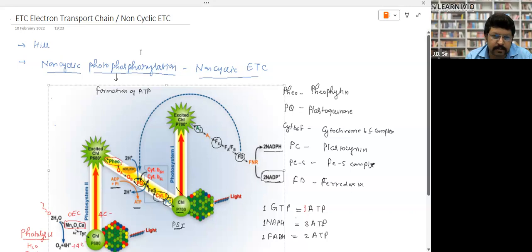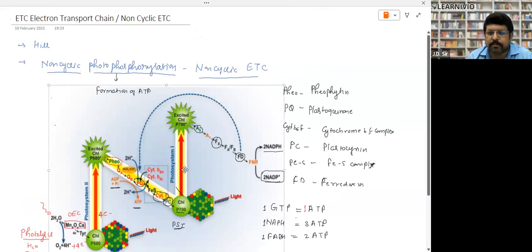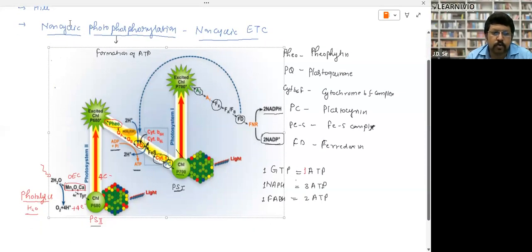All these components are found in the membrane of the thylakoid. The non-cyclic electron transport chain is called the Hill reaction. This is also called non-cyclic photophosphorylation, non-cyclic because the electron does not come back. Finally, the electron is taken by NADP plus and converted to NADPH. First, photolysis of water takes place, which we have already understood.